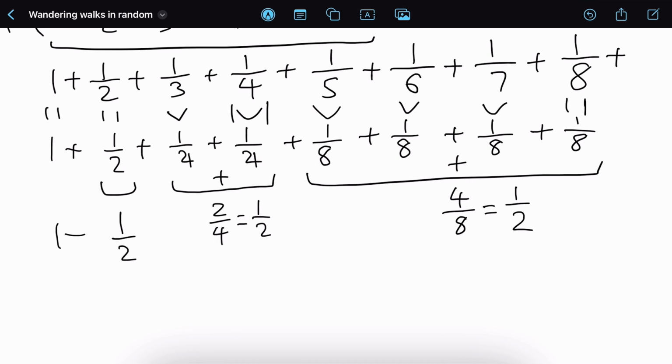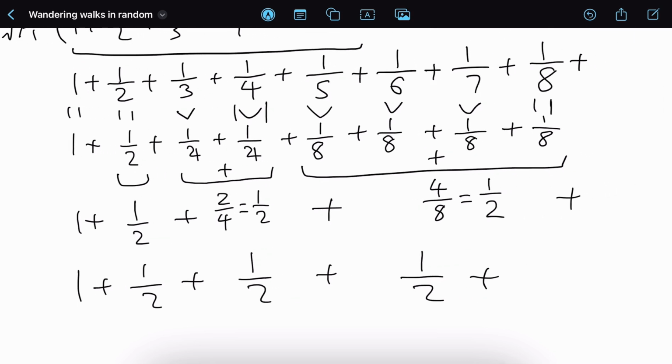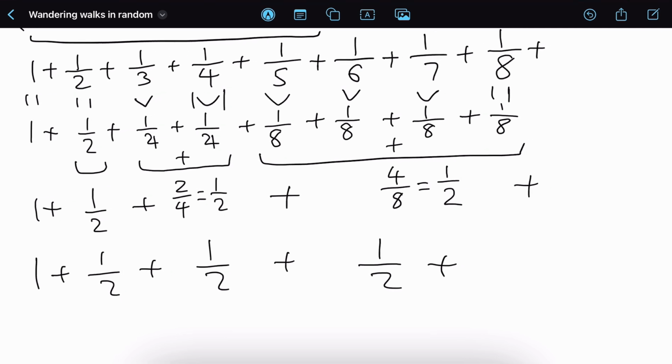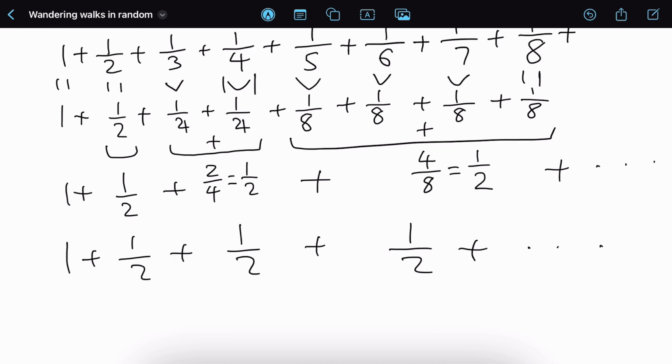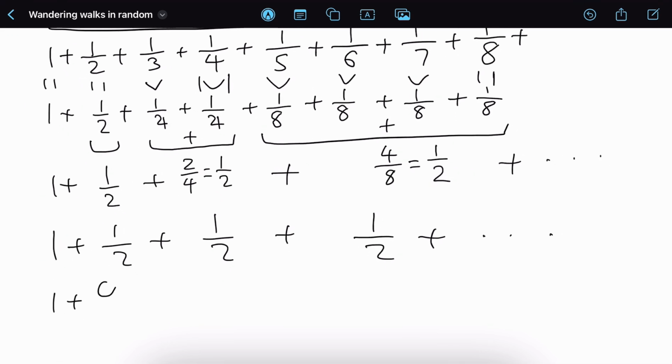And if we sum the bottom sum, we can just write it out. We see that the bottom sum is 1 plus 1/2 plus 1/2 plus 1/2 again and again and again, and there is no limit to how many 1/2s we are adding. So we are actually adding 1 plus infinitely many 1/2s, which is just infinite.